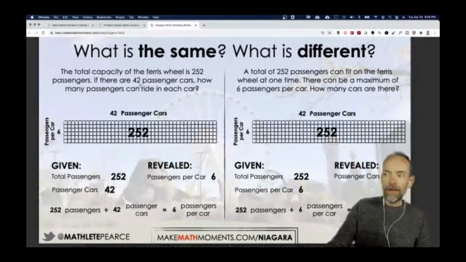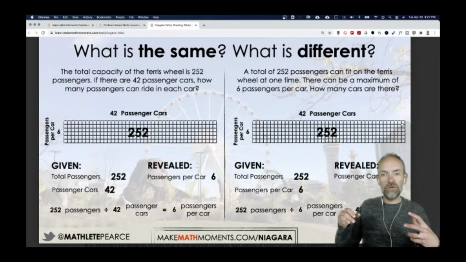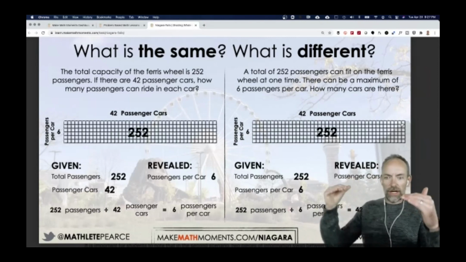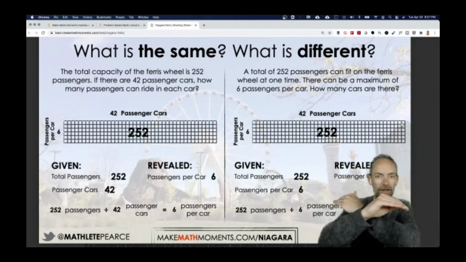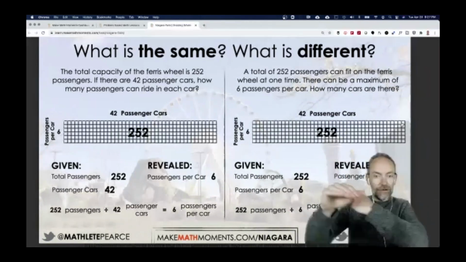Here, you'll see 252 people, 42 passenger cars. The answer is the vertical quantity. Whereas over here, what you're going to find is, wait, we were given 6 per car. We were given the rate. Now the answer is the horizontal quantity. And basically what you start to see is that with division, the idea of the commutative property of multiplication really matters here, right?